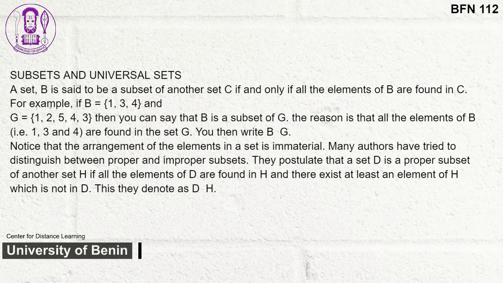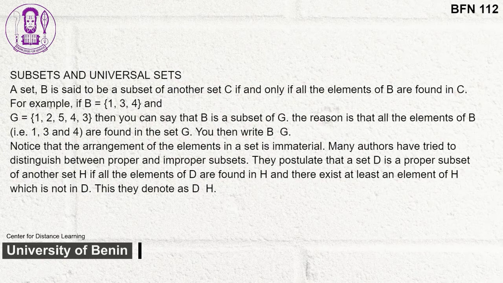Subsets and universal sets. A set B is said to be a subset of another set C if and only if all the elements of B are found in C. For example, if B equals {1, 3, 4}, and G equals {1, 2, 5, 4, 3}, then you can say that B is a subset of G.